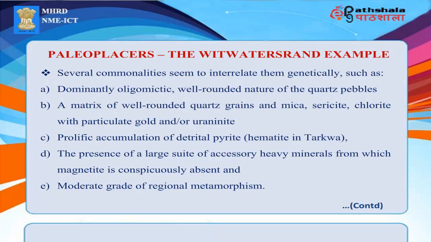Several commonalities seem to interrelate them genetically, such as A. Dominantly oligomictic, well-rounded nature of the quartz pebbles, B. A matrix of well-rounded quartz grains and mica, sericite, chlorite with particulate gold and/or uraninite, C. Prolific accumulation of detrital pyrite, D. The presence of a large suite of accessory heavy minerals from which magnetite is conspicuously absent, and E. Moderate grade of regional metamorphism.